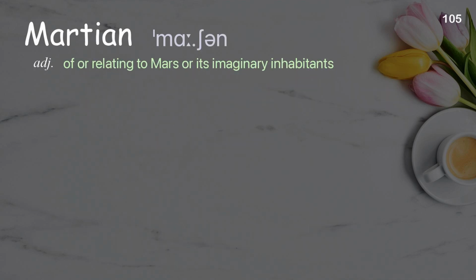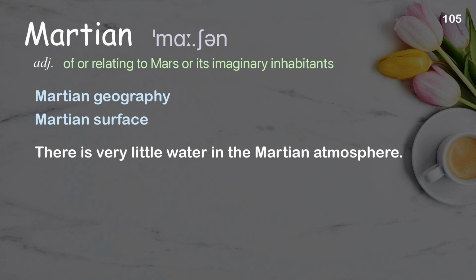Martian. Of or relating to Mars or its imaginary inhabitants. Examples: Martian geography, Martian surface. There is very little water in the Martian atmosphere.